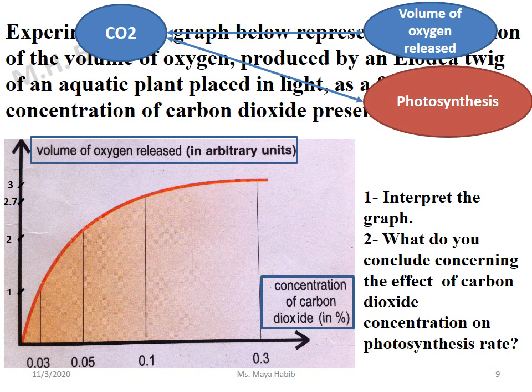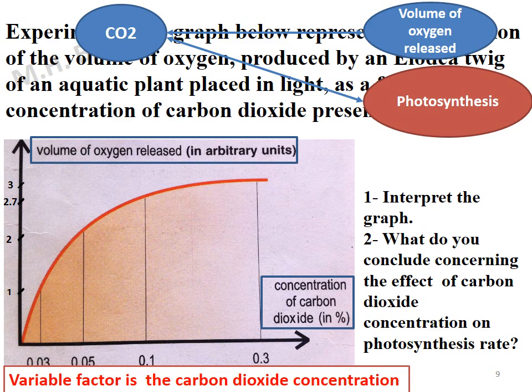First, since the aim of this experiment is to find out the effect of carbon dioxide concentration, therefore, the variable factor in this case would be carbon dioxide. Actually, the variable factor is the absence and the presence of carbon dioxide, as well as the different concentration of this gas. Moreover, any change in the volume of oxygen released would be due to the concentration of carbon dioxide used. Now let us start with the analysis.